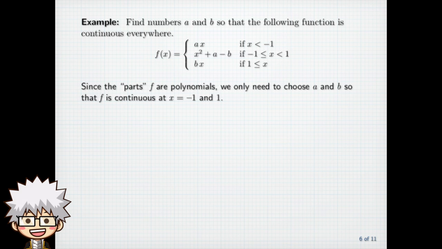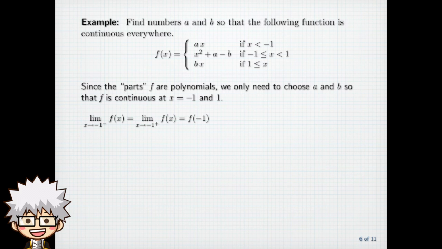In order for f to be continuous at minus 1, we want the limit as x approaches minus 1 to exist, which requires that the two one-sided limits exist and be equal. And we also want that common value to be the same as the value of the function at minus 1.